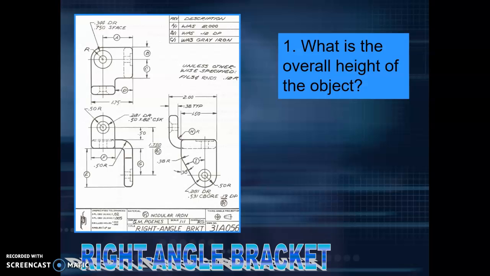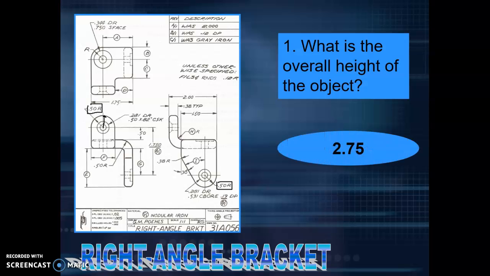What is the overall height of this object? So we have this dimension here that takes us from this hole to the center of that hole. And then from this hole up to the top, we've got the 0.50 radius. And down here at the bottom, we have another 0.50 radius. So 0.5 and 0.5 is 1. 1 plus 1.75 is 2.75.